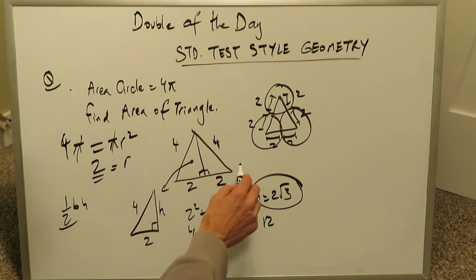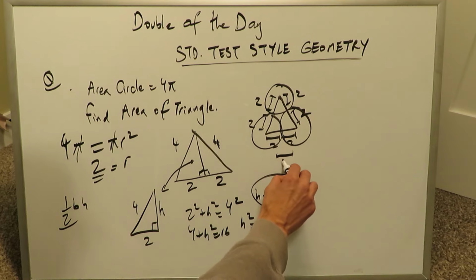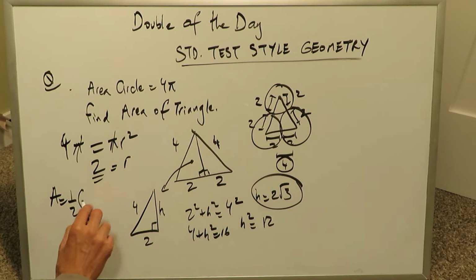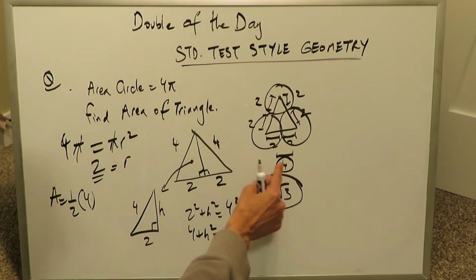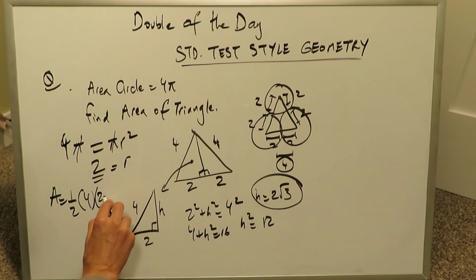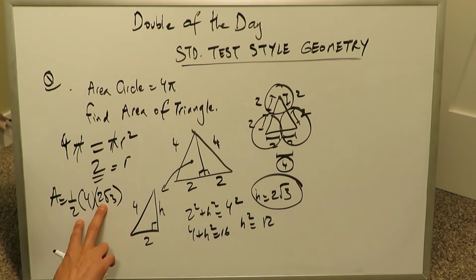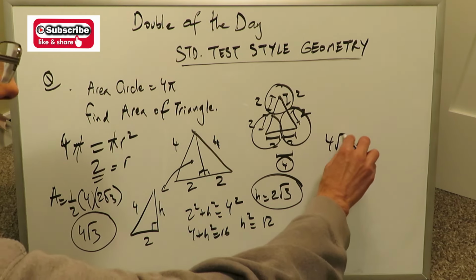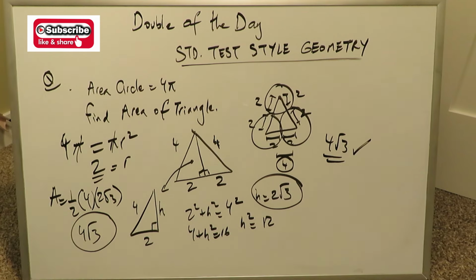We know our base. Our base right here is the combination of these two, which is 4. So we have everything we need to finish this problem. The area of this triangle is a half times base, which is this 4, the combination of 2 radii, and the height 2 root 3. The 2's can cancel out. You have 4 root 3. And that will represent the area of the triangle, 4 root 3, and it would be a good answer and you would be done. And with that we end this video.